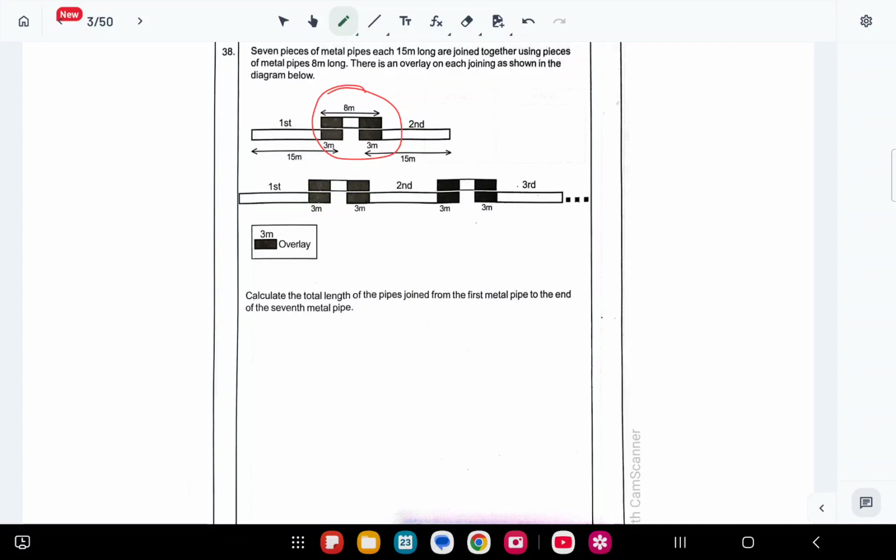So, looking at it here now, we see that it is joined and it overlaps by 3 meters here and 3 meters here. So therefore, this extra piece here in the middle will add on to the length to form this piece between here. So let's calculate the length added at each joining.